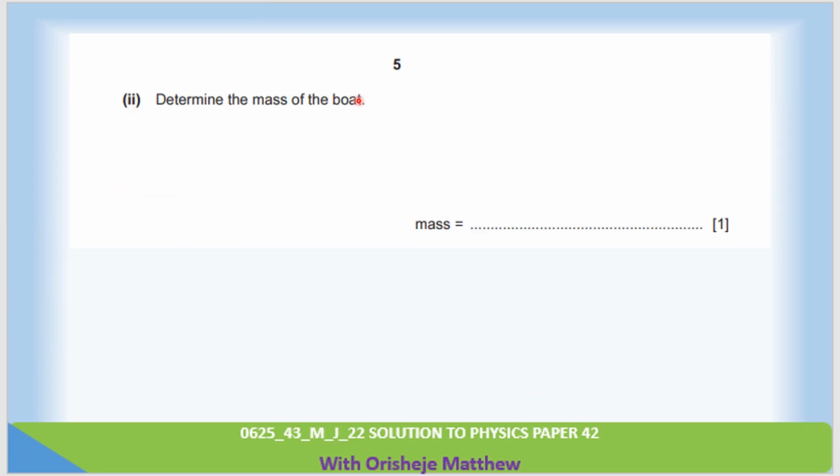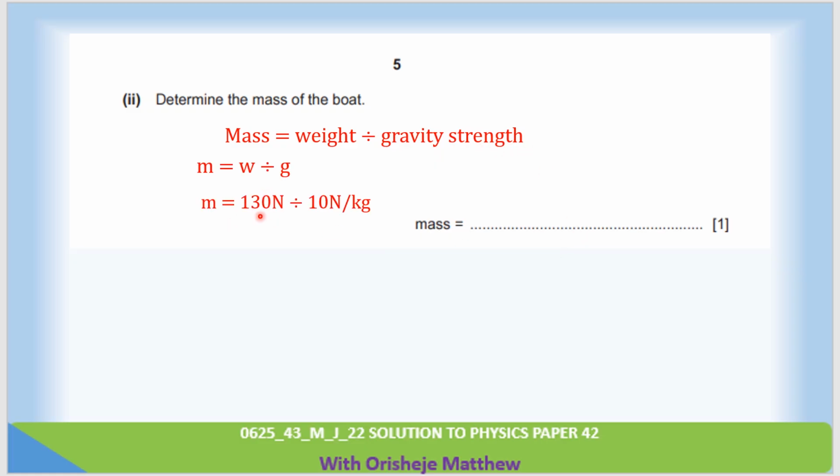Now determine the mass of the boat. What is the mass? We were given that the mass of the boat is the weight of the boat divided by the strength of gravity, and you were given, so 130 resultant divided by 10, that will give me about 13 kg.